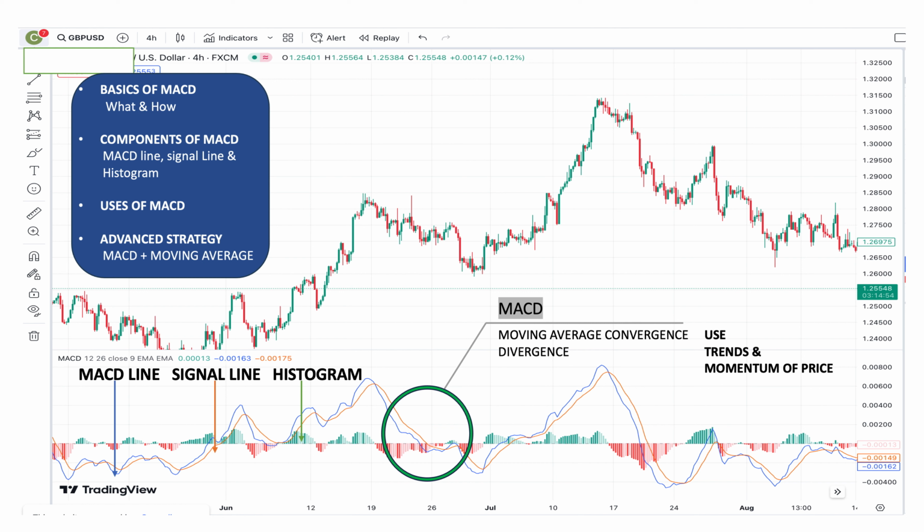So what is a MACD? A MACD is just a short form for moving average convergence divergence. That's it, to be honest. That's exactly what a MACD is.